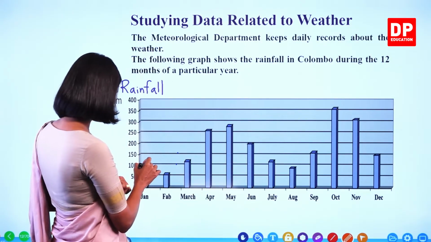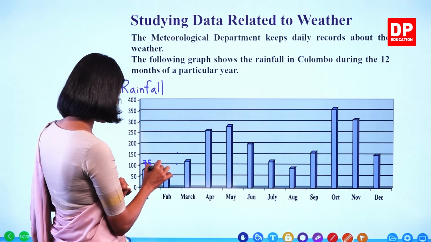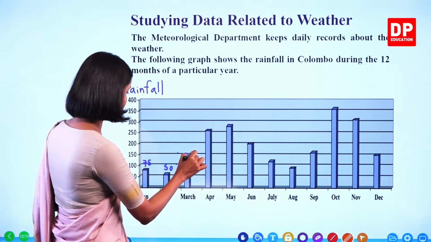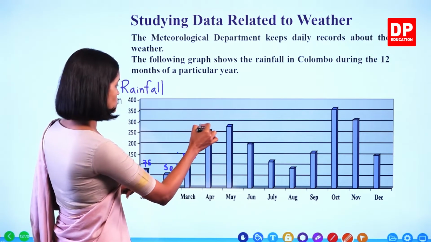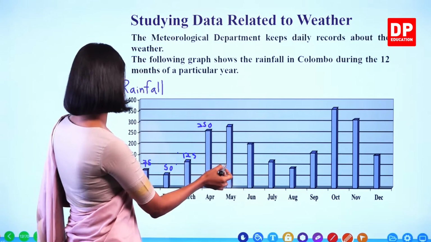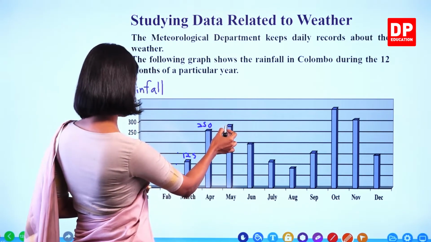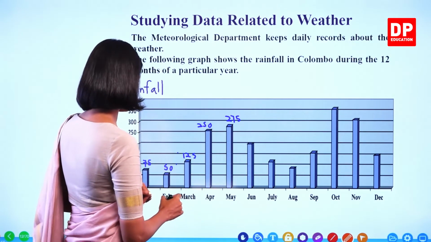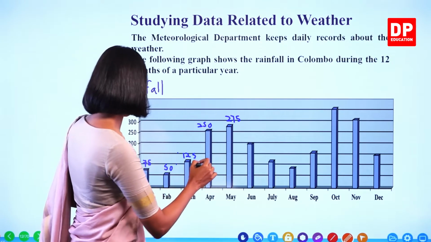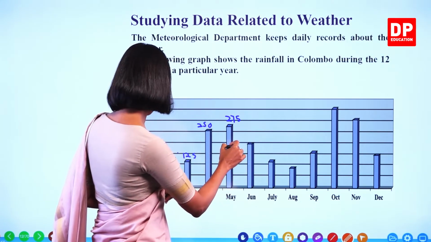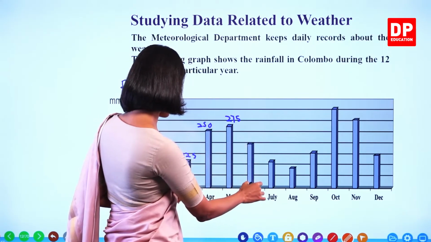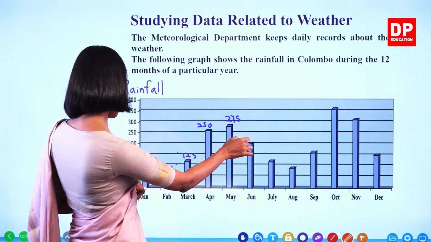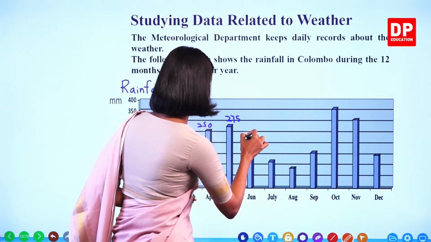We'll simply write, I'll write here 75. Here 50 millimeters. Here 125, let's consider. This is 250. This is about 275. Right. And here June, we can consider little less than 200, 175 maybe.